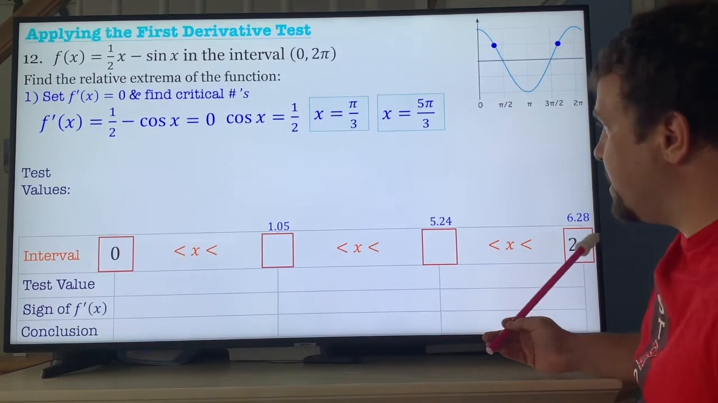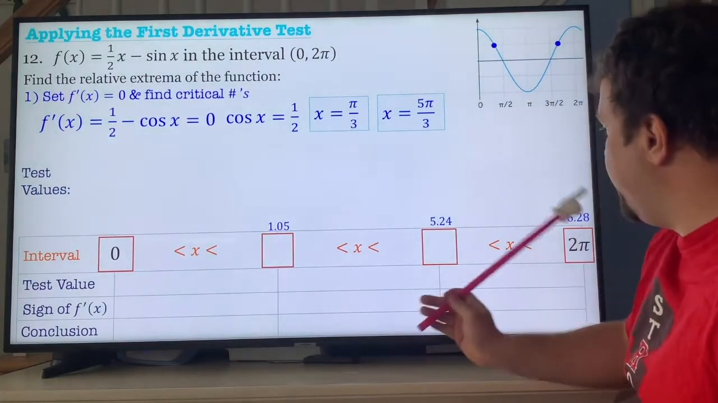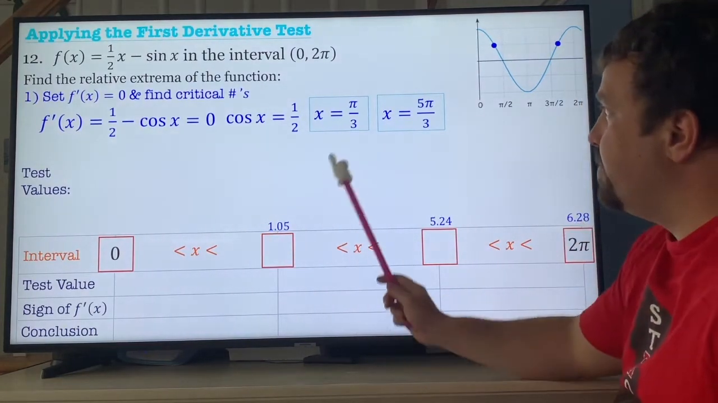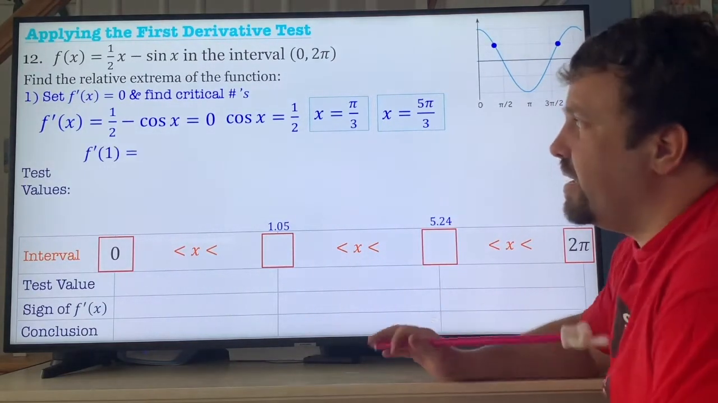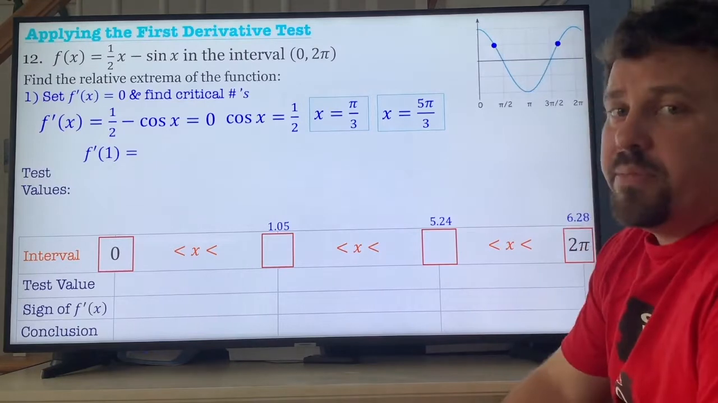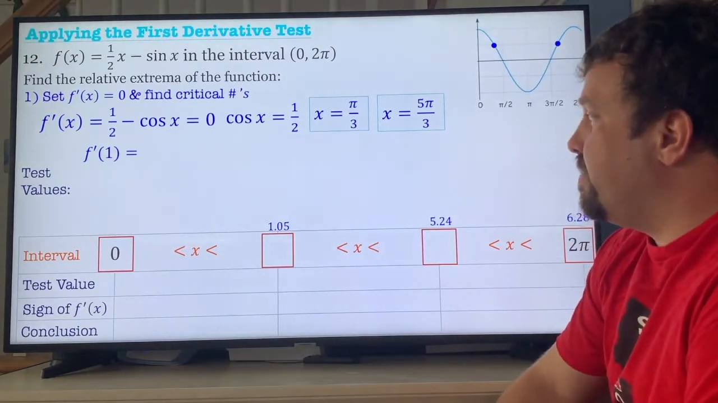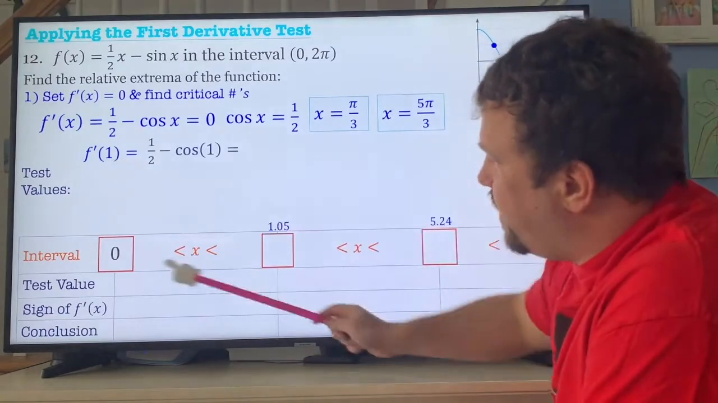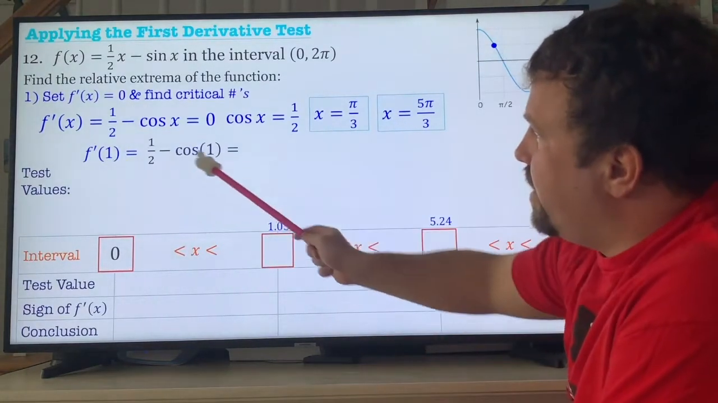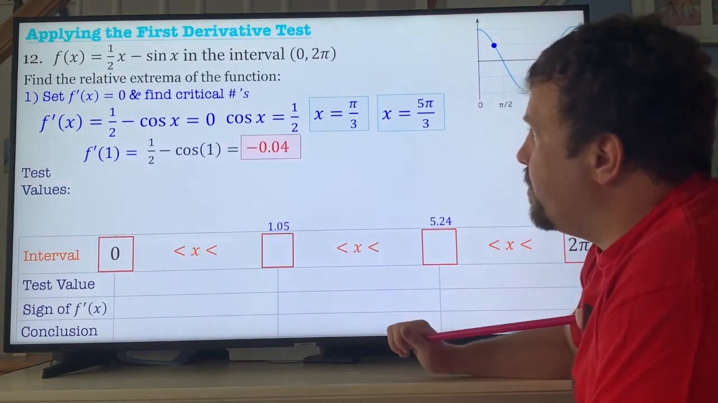Why did I put these numbers like this? Well, this is what 2 pi is as a decimal. This is what this is as a decimal, and this is what this is as a decimal. All right, now the decimals are a little bit better because they help you find the intervals better. Anyway, if I plug a 1 into here, I get negative 0.4.